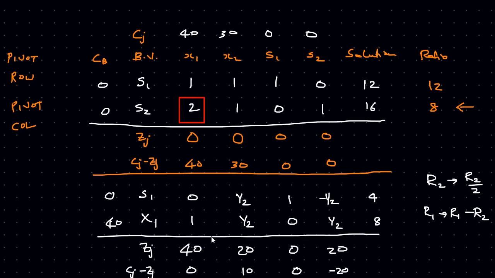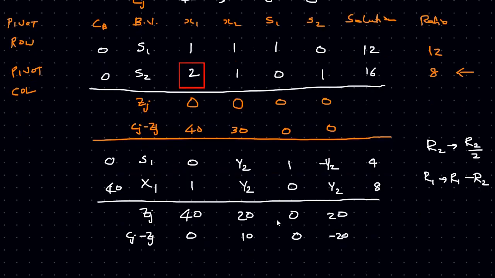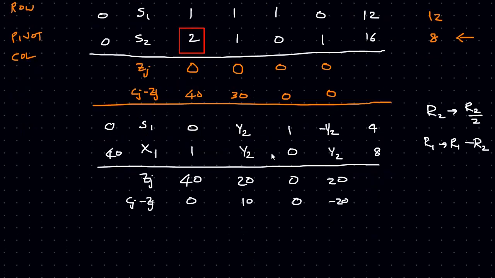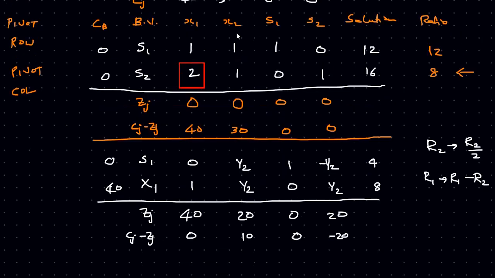And now what we need to do is calculate the ratio again, or before that we need to select the pivot column. I think in the previous iteration I mixed it up. So this is the pivot column and this is the pivot row. Okay, anyway, let's continue. Here we look for the maximum positive value, that is 10. So this will be our pivot column, and that means x2.